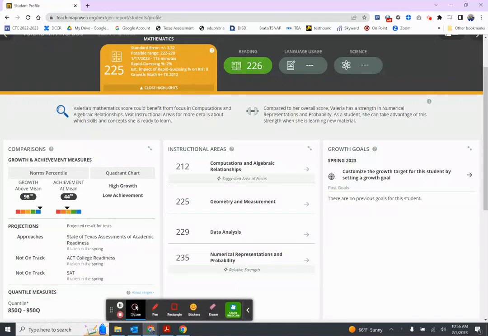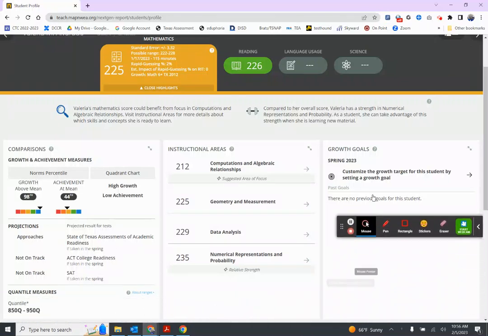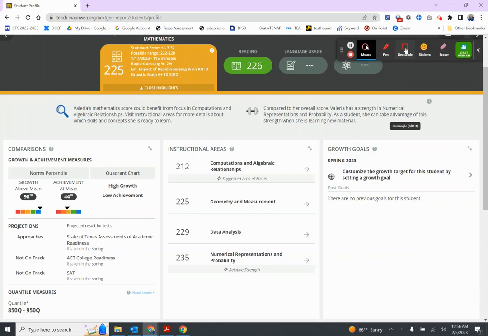All right, let's look at one of the most powerful reports that we have. This is the student profile report from MAP. After the students are done testing, all of their data goes into a student profile. And when you want to know anything about the student, you can go one student at a time and look at this information.